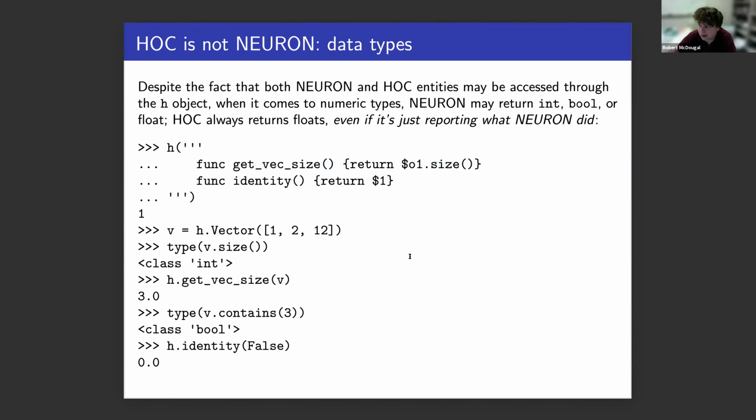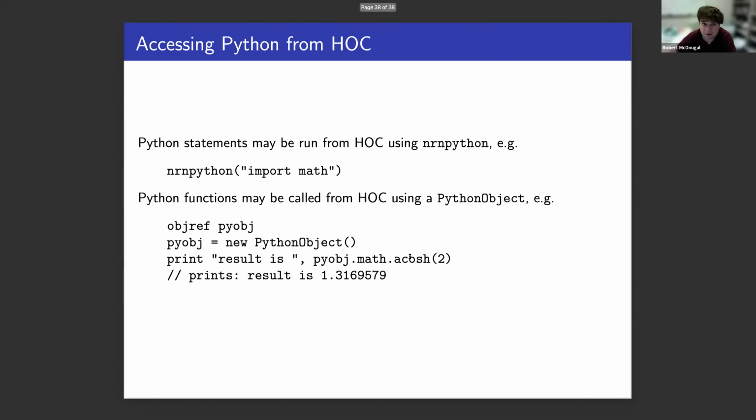So HOC and NEURON are not the same thing. They're both different. HOC and Python are different layers of talking to NEURON. And so you'll get the data types, you'll get everything that you expect if you talk to NEURON directly rather than going through Python. I already sort of mentioned this.